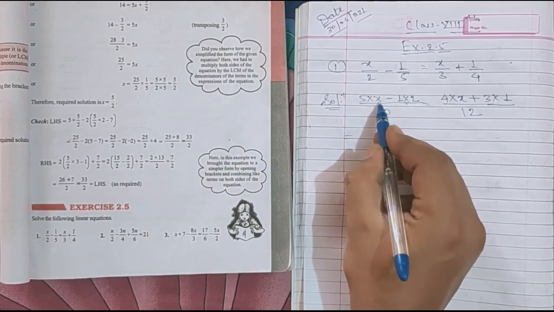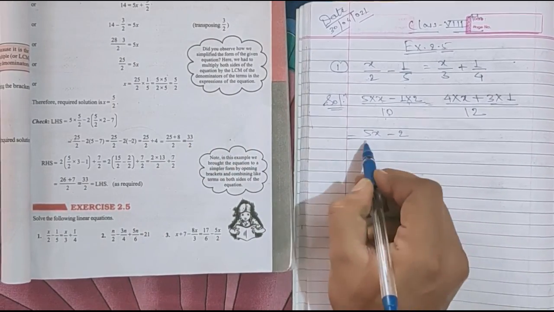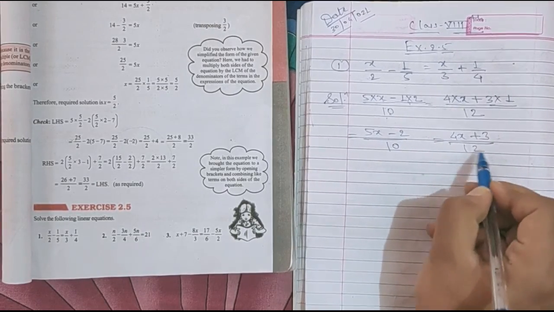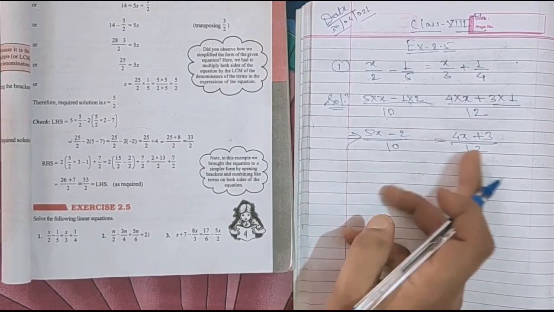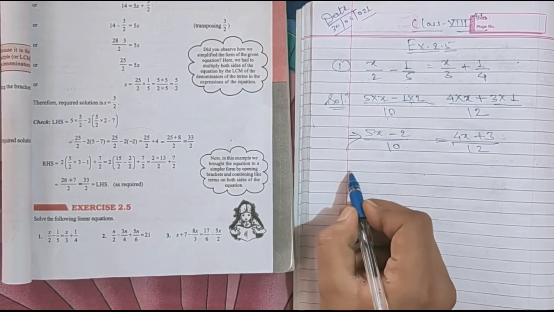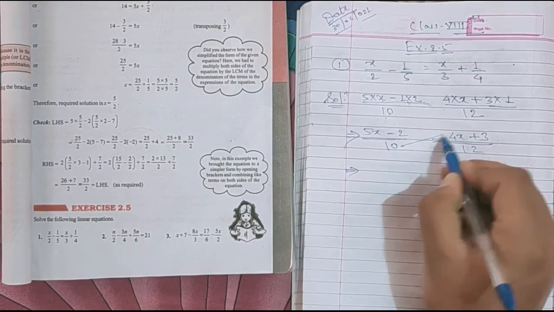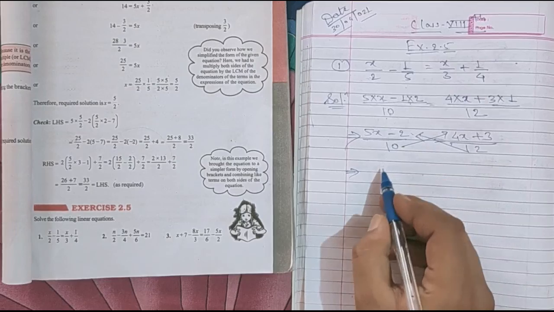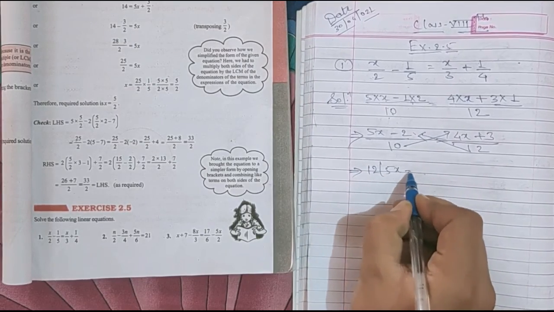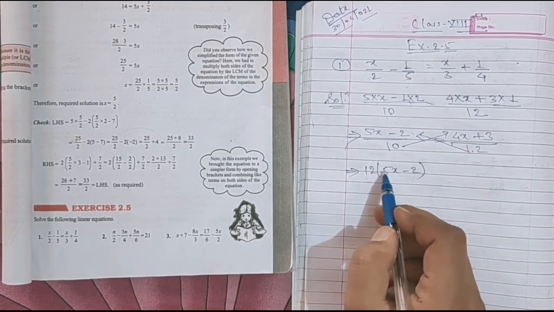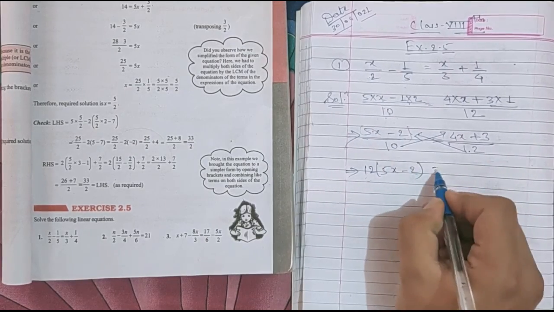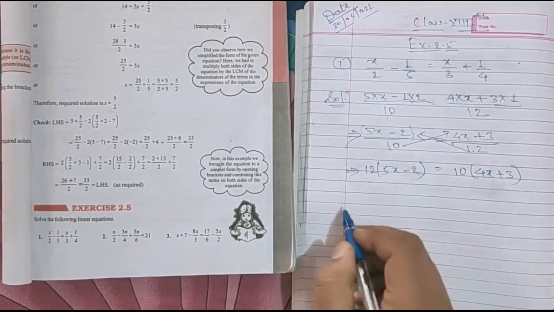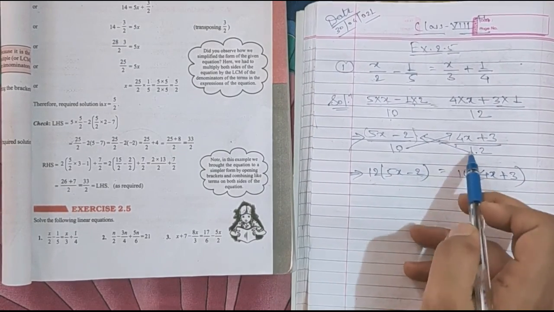Now we have (5x - 2)/10 = (4x + 3)/12. This is the equation which we have to solve. Now do cross multiplication: multiply 10 with this term and 12 with this term. So I am writing 12 multiplied by (5x - 2), and then multiplying 10 with (4x + 3). That means we multiplied this by this and this by this.